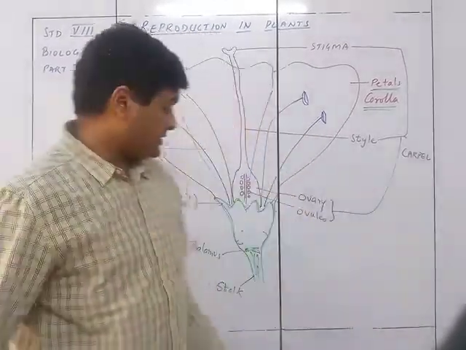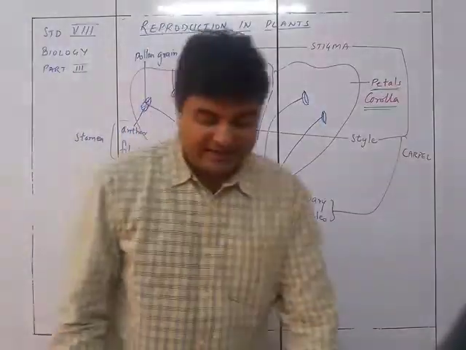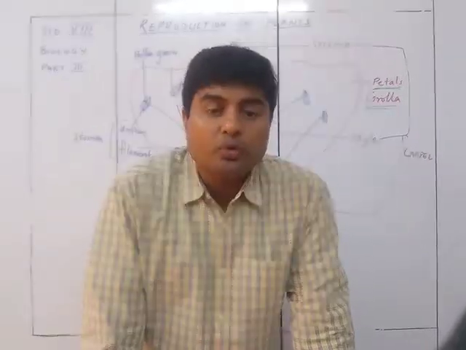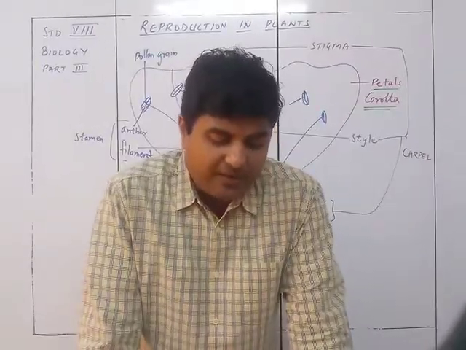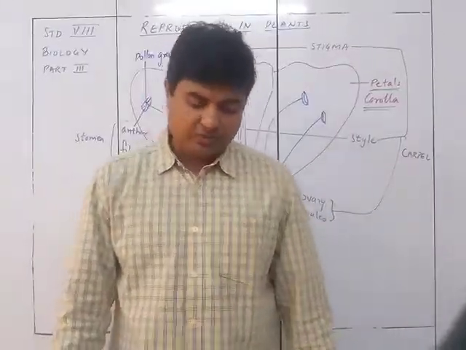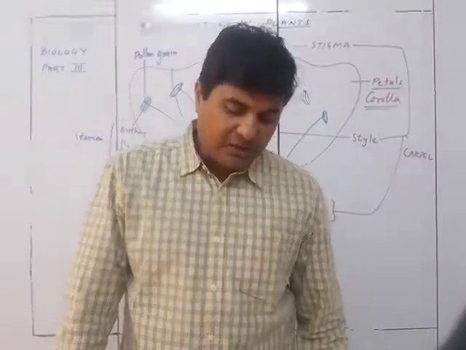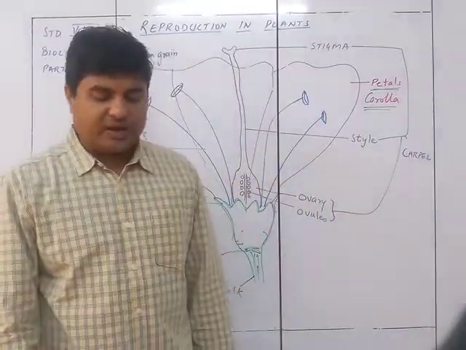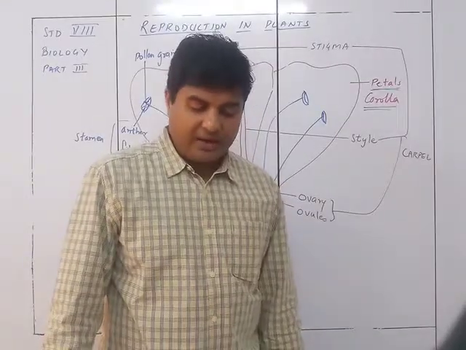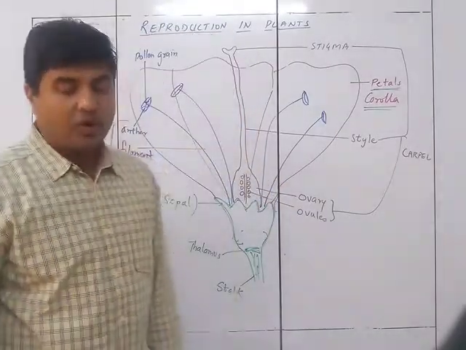The next is sepals, the green part, collectively called as calyx. These are the outermost part of the flower, forming the whorl of tiny green leaf-like structures. In the bud condition, they enclose the inner parts of the flower, providing them necessary protection. Sepals are the green outer coat covering of the flower.